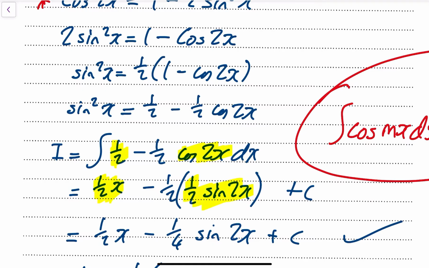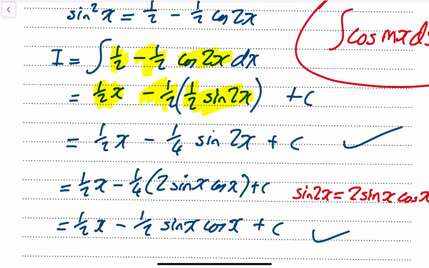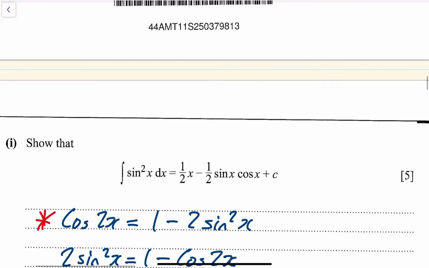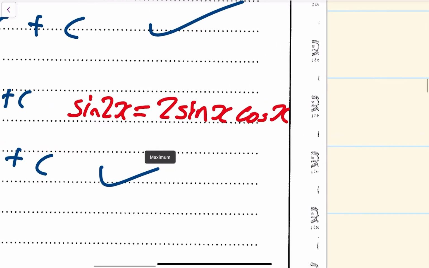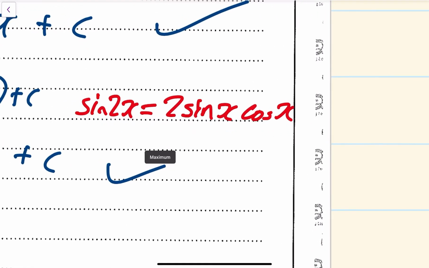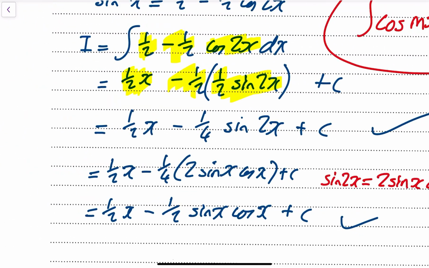Integrate a half, that just gives me a half x. And also you've got a minus a half multiplying your half sine x. Tidy it up, you will get a half x minus a quarter sine 2x. And if I look back, that's not what I wanted. But remember, sine 2x is the same as 2 sine x cos x. So this bit here, we can rewrite as 2 sine x cos x. So it becomes a half x minus a quarter upon 2 sine x cos x plus c, which is then a half x minus a half sine x cos x plus c, as we were asked to get.